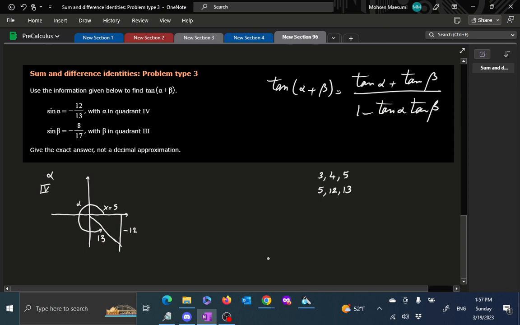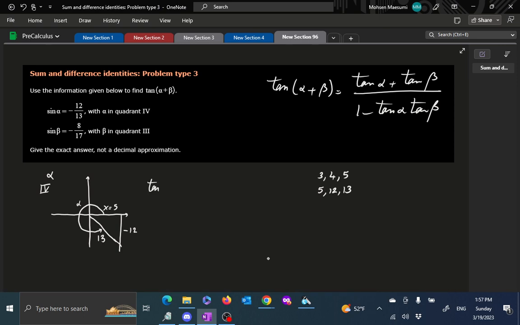What do we want out of this thing? We want tangent. Tangent of alpha is going to be, well, this is the point x, y. So it's 5, minus 12. Tangent, you remember, was y over x, and this one boils down to minus 12/5. How about a similar picture for beta? For beta, we have some new set of numbers.